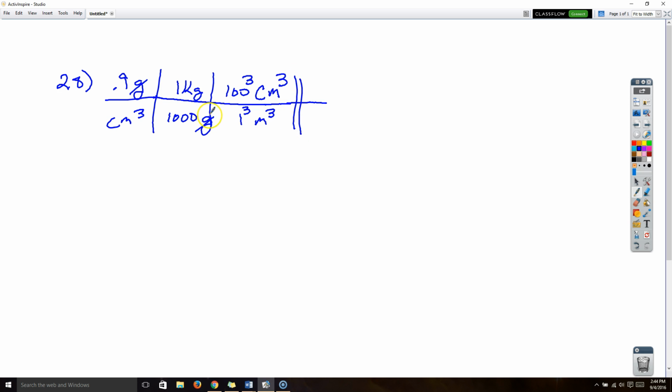I'm going to draw my double line. I now notice that I have kilograms on the top. That's my final unit on the top. And then my centimeters cubed go bye-bye, so I'm left with meter cubed on the bottom. If you do this math, you should end up with 900 kilograms per cubic meter.